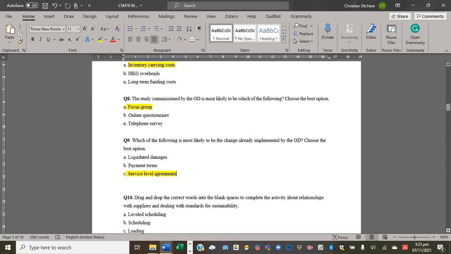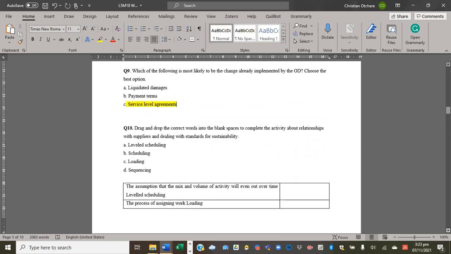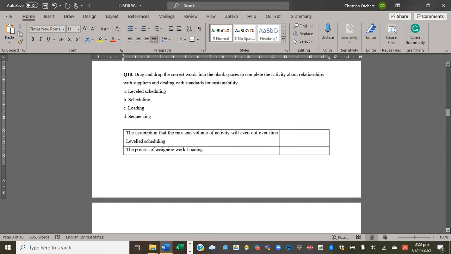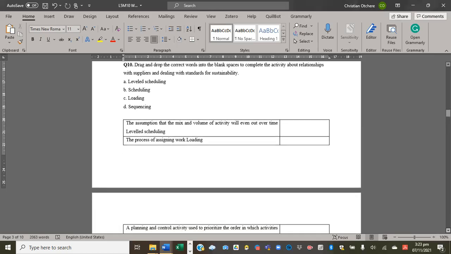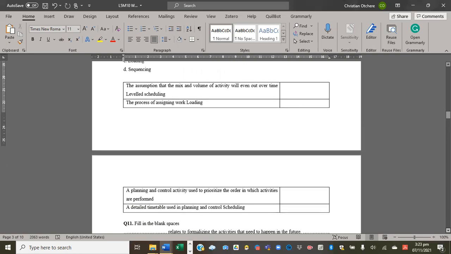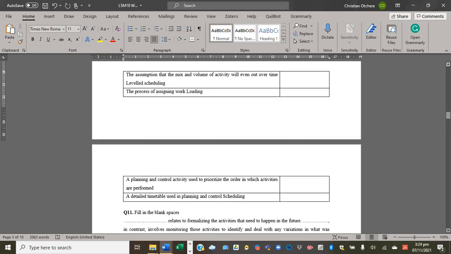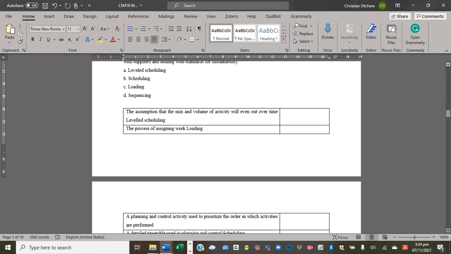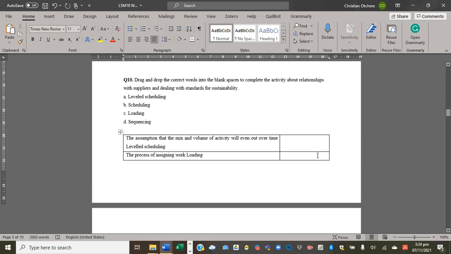All right, question 10. Drag and drop the correct words into the blank spaces to complete the activity about relationships with suppliers and dealing with standards for sustainability. Okay, so who will give it a try? This one is a table, so you fill everything. There is another one. Okay, so please, someone should give it a try.